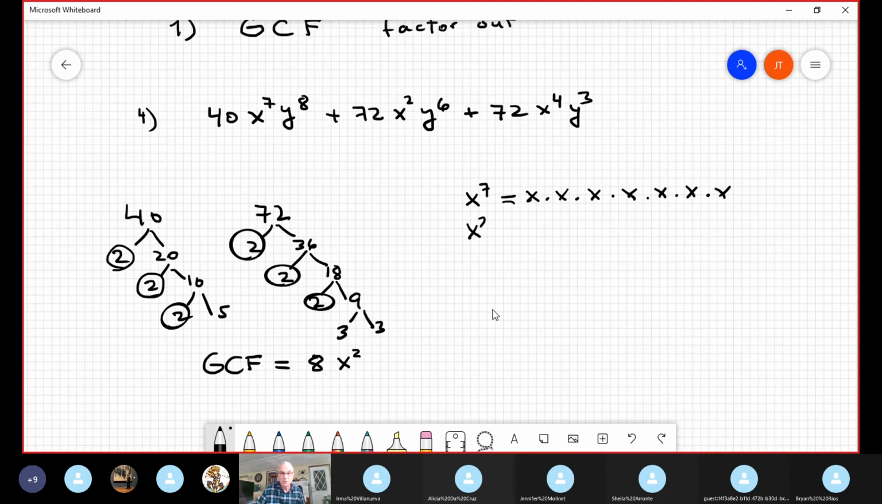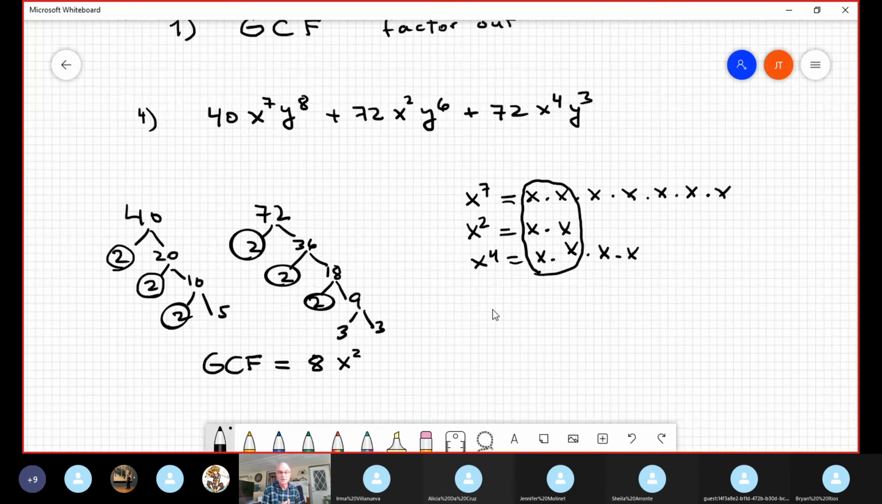X to the second is X times X. Only 2. X to the 4 is X times X times X times X. I can see that 2 is common. So what is the shortcut? You don't need to do this every time. No, you take the smaller exponent, end of story. For finding the GCF, you take the smaller exponent.